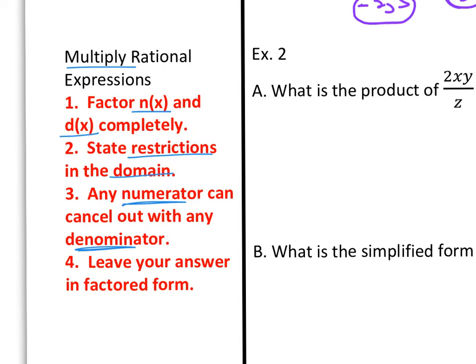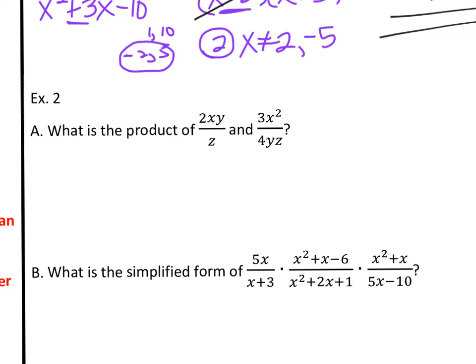With your parts that are left over, you may have several different groups of parentheses. You'll definitely want to leave your answer in factored form. So let's see how this works. We'll start with an easy example. Example 2a. What is the product of 2xy over z and 3x squared over 4yz?